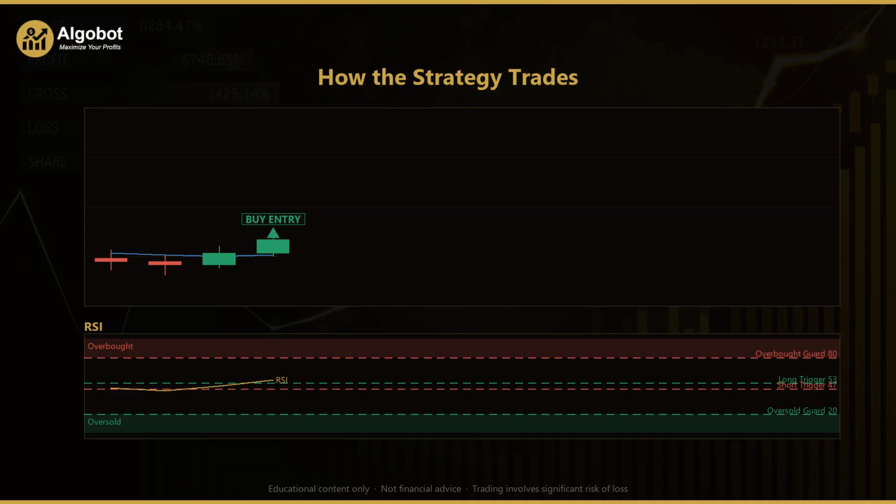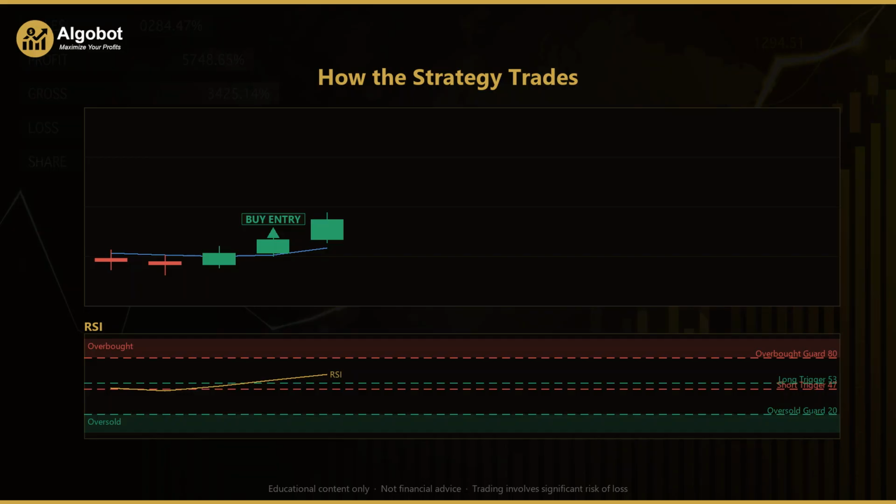Look at the first few candles. Price is drifting sideways in a tight range, and the EMA is almost flat. Down in the subpanel, RSI is hovering right around the midline, sometimes just below 50. There's no clear direction and no acceleration, so the strategy simply waits. This is the patient part of the process, where nothing lines up.